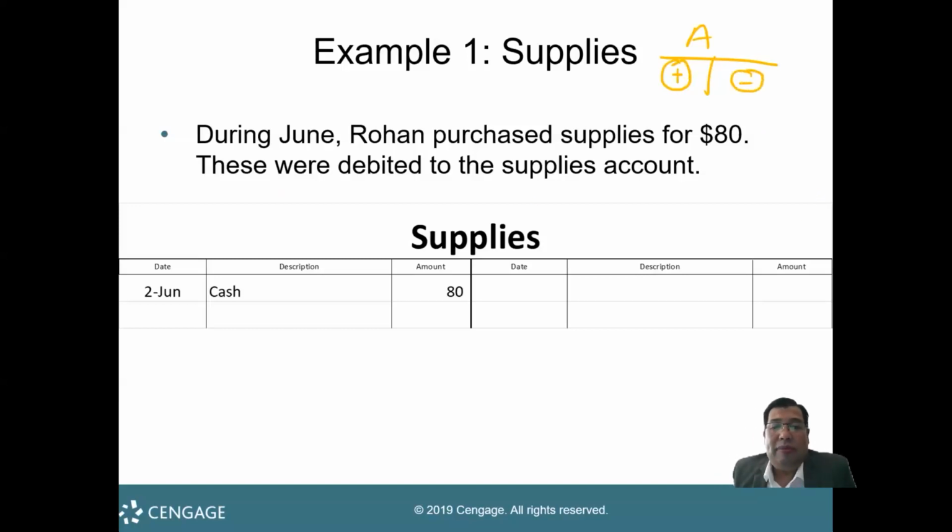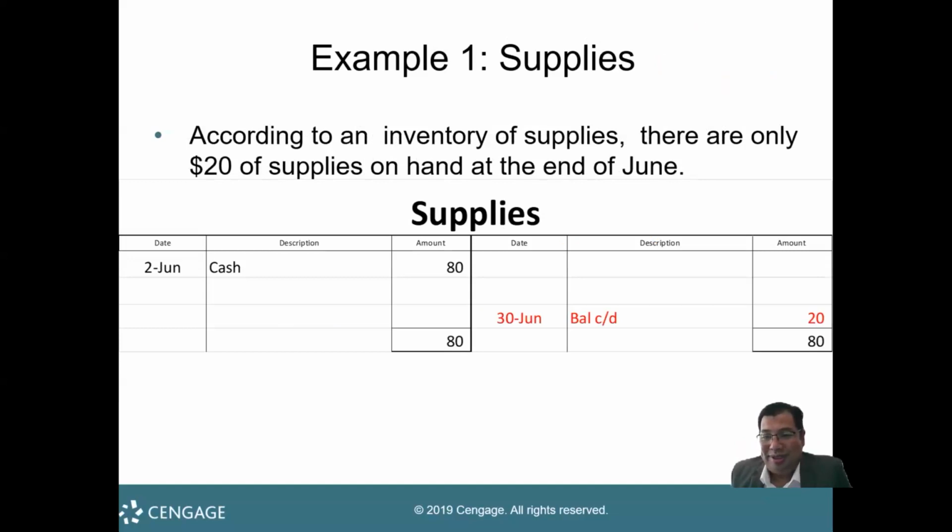So what we did previously was record on 2nd June, for example, supplies $80 and cash $80. Supplies here is an asset. Later on 30th June, when you want to close your account, you check your stock, your inventory of supplies, and you find that your supplies on hand are now worth only $20.